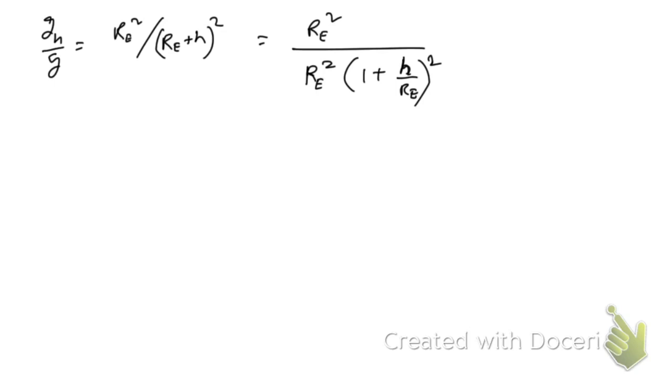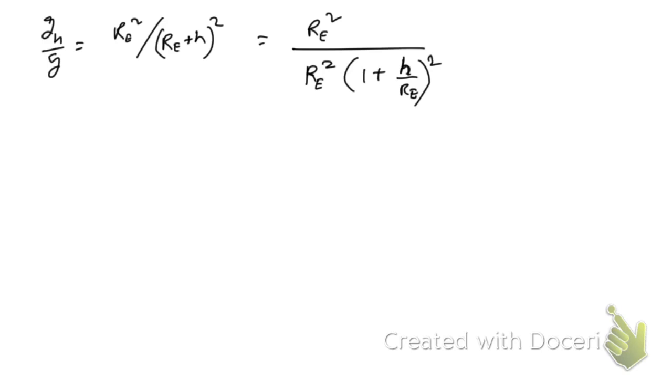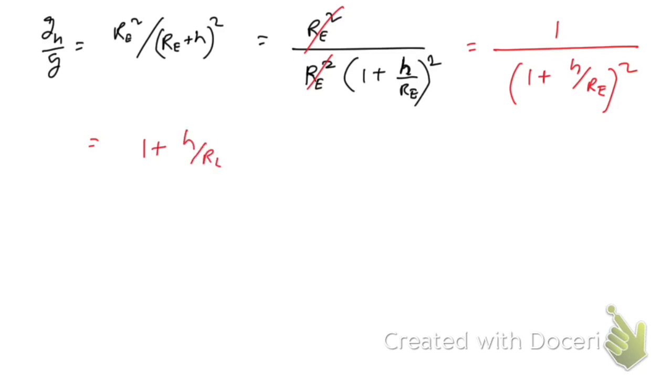So now you see RE plus H, if you take RE common from this expression, then you're gonna have 1 plus H by RE, right? So if we have whole square here, then here we're gonna have squares, right? So hope you have understood this. Now if you cancel these two, then you can write this as 1 by 1 plus H by RE whole square, right? And which is nothing but 1 plus H by RE whole to the power minus 2.